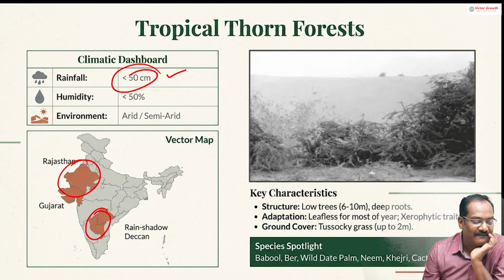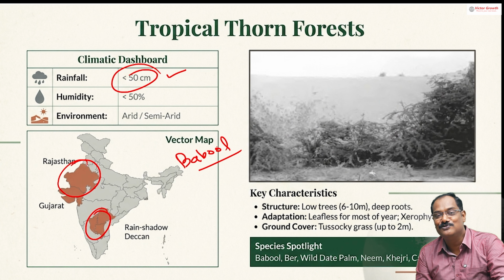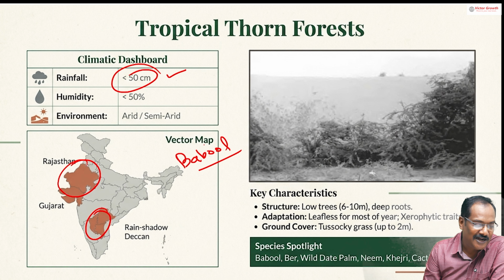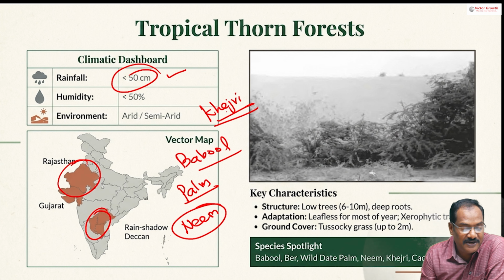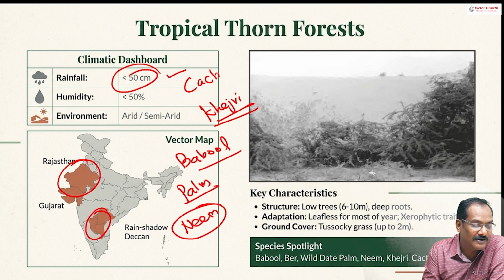So what are the things we are having? We have babul in this. Babul, "paise vasool" used to be an advertisement when I was a child. I don't know whether that toothpaste is here now or not. Then we have, of course, palm trees. Then neem, they are given here, but not completely. Kejri, K-E-J-R-I, Kejri. These are some of the tree species. Cactus, of course, cactus or cacti. These are some of the species found in the thorny vegetation.